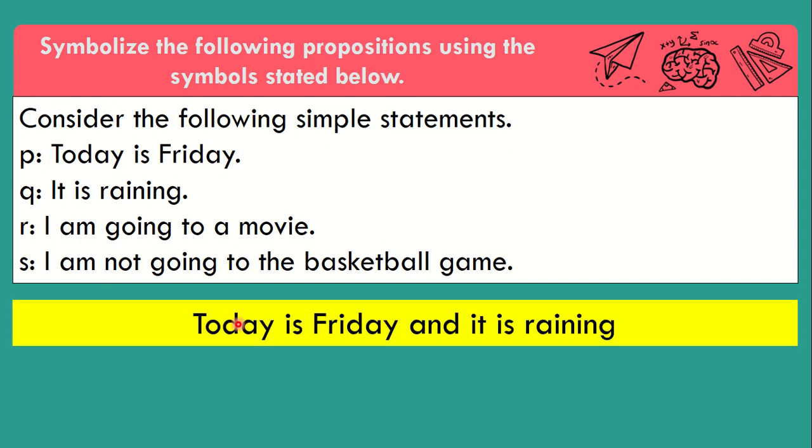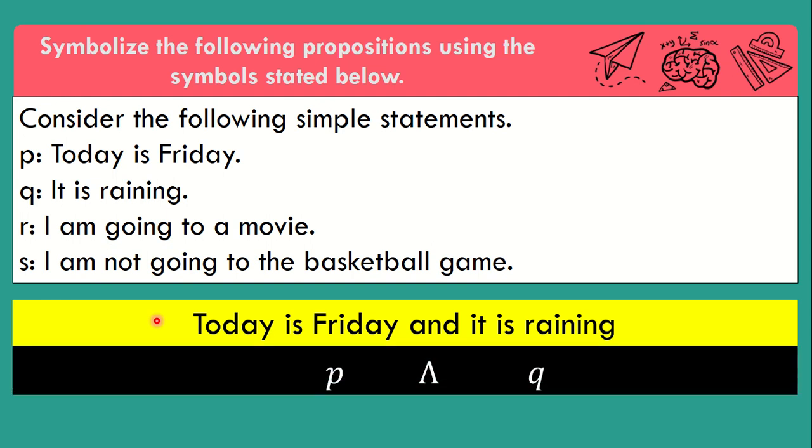For instance, let's try to symbolize this statement: today's Friday and it is raining. If we're going to symbolize this, we have today's Friday, that's P. We have the word and, so that's the inverted V. And it is raining, so that is Q. We represent today's Friday as proposition P, we use the inverted V for the word and, and it is raining is proposition Q.